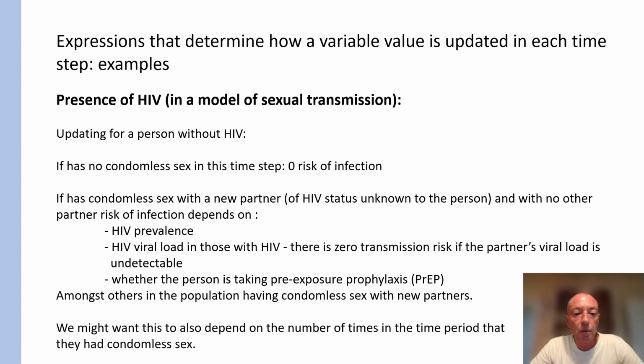So the various things are the HIV prevalence, then the HIV viral load in those with HIV, noting that there is zero risk of transmission if the partner's viral load is undetectable, and whether the person is taking pre-exposure prophylaxis to prevent them from having HIV. We might also want this to depend on the number of times in the time period that they had condomless sex.